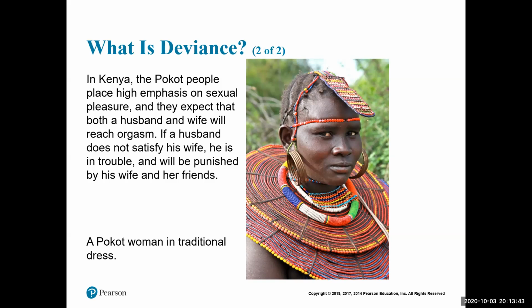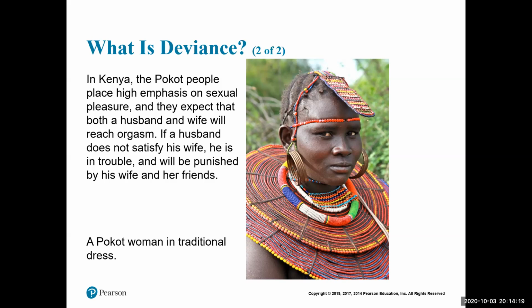In Kenya, the Pokot people place high emphasis on sexual pleasure, and they expect that both a husband and a wife will reach orgasm. If a husband does not satisfy his wife, he is in trouble. He will be punished by his wife and her friends. This is considered a cultural diversity aspect around the world. Because the husband was not able to bring pleasure to the wife, he has performed basically a deviant act.